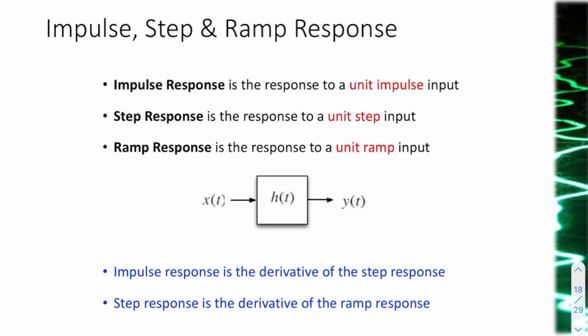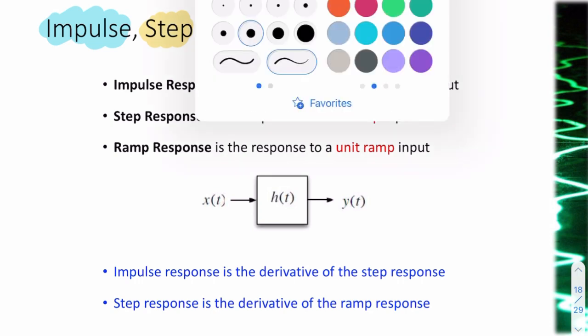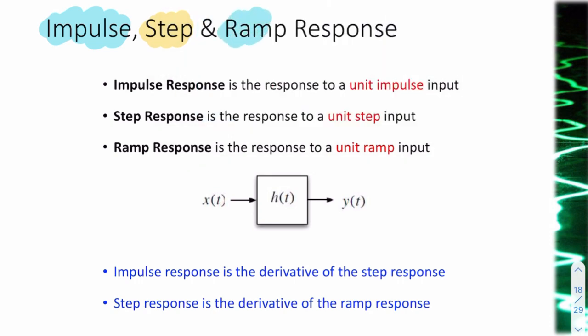Okay, now we've spoken about an impulse response. We've sort of introduced something called a step response. Now we'll talk about something called a ramp response. And you can probably guess, if the impulse response is the output when the input is an impulse, a step response will be the output when the input is a unit step, and a ramp response is the output when the input is a unit ramp.